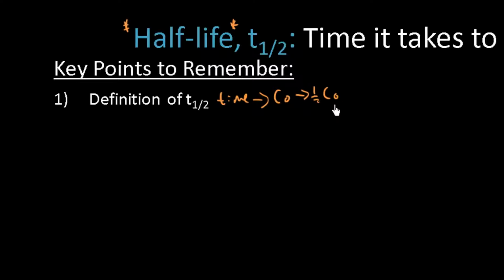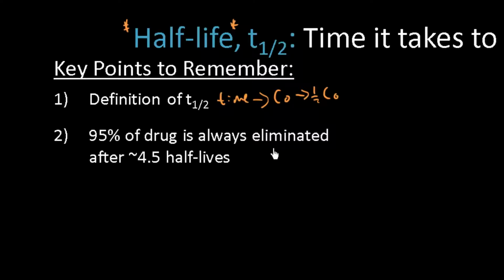The second point I want you to remember is that it doesn't matter what your initial dosage is, or your initial concentration, 95% of that drug will always be eliminated after 4.5 half-lives. So if we're at any sort of steady state, after 4.5 half-lives, 95% of that drug will be eliminated regardless of the initial concentration. The third point I want you to remember is that the half-life is inversely proportional to the rate of drug metabolism. So if I metabolize the drug faster, we expect the half-life to go down.